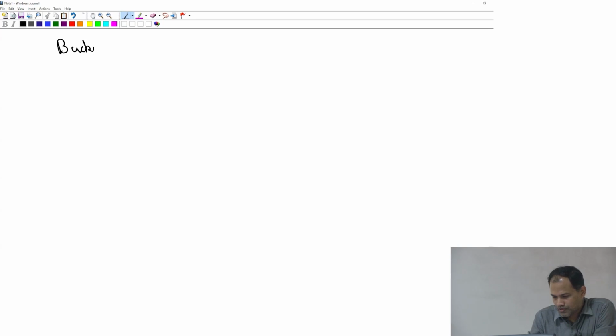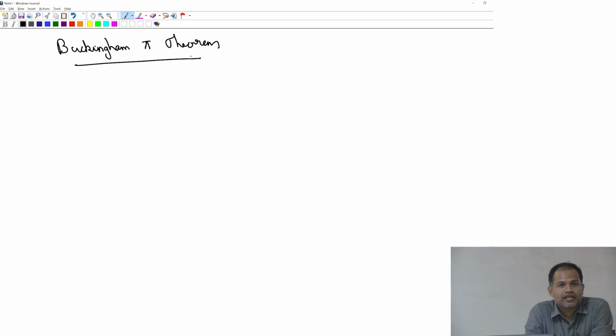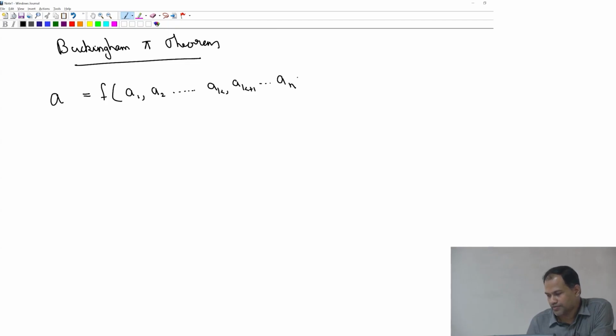So, to remind you what we were looking at, we said we have some physical process, let's say, which contains a dependent variable A, which is a function of several independent variables A1, A2, etc. Let's say AK plus 1, etc. AN. Okay, and the system has K fundamental dimensions.